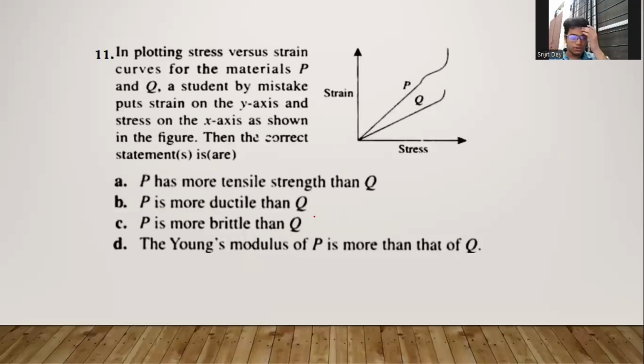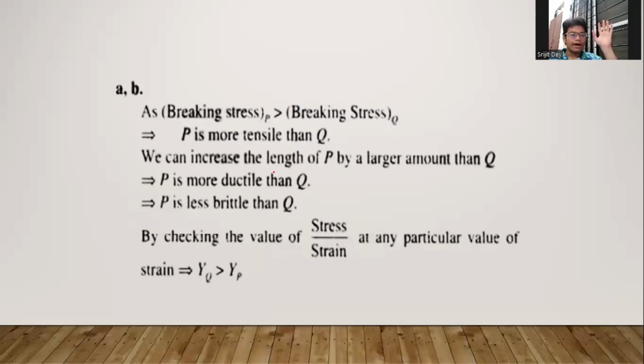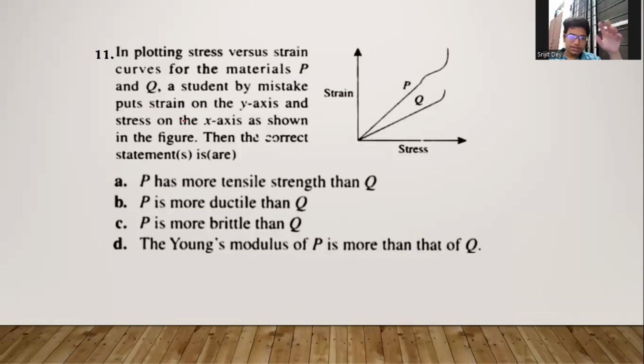Coming to the next question. Over here, this is a little theoretical question. So I tell you the answer. The answer is A and B. Over here, you need to have a concept of breaking stress. Breaking stress is the point. This is the point from where the graph will stop being a straight line. That is your breaking limit or your plastic limit.